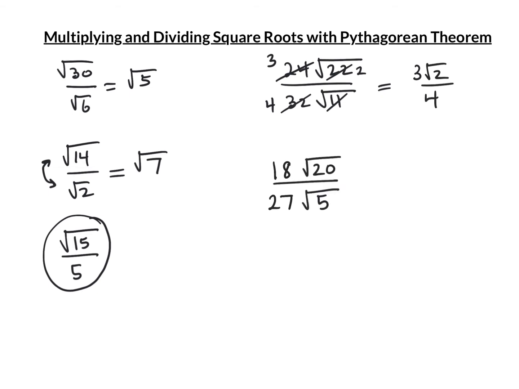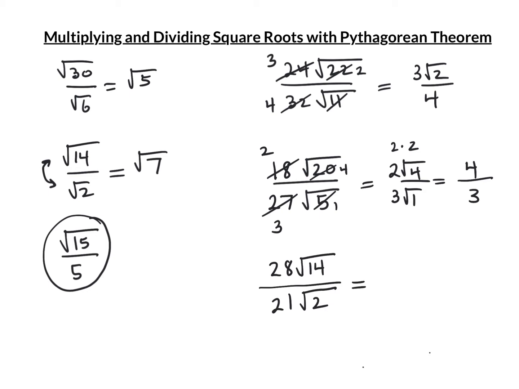If we had 18 root 20 divided by 27 root 5, we could divide the 18 and 27 by 9, and we would get 2 and 3. Divide both of these by root 5, and we get root 1, which is 1, and root 4, which we can also do. So this is 2 root 4 over 3 root 1. Notice that 3 root 1 is 3 times 1. The square root of 1 is 1. That's 3. The square root of 4 is 2. This is 2 times 2, which is 4. And the answer is 4/3.